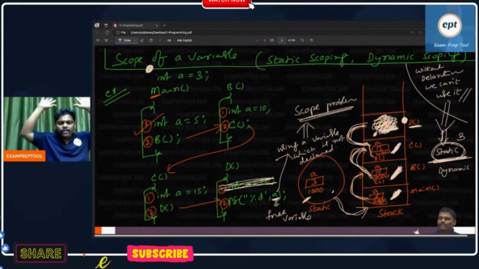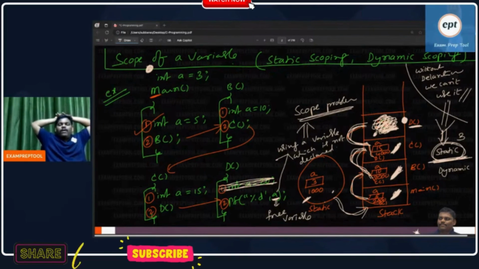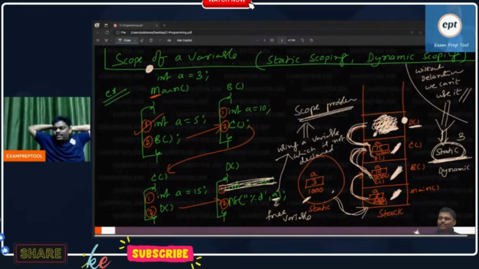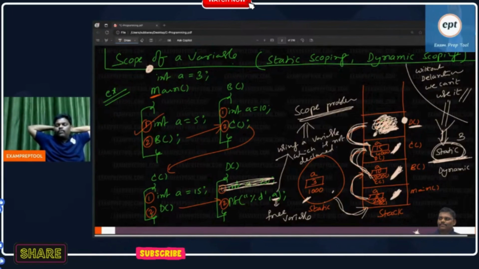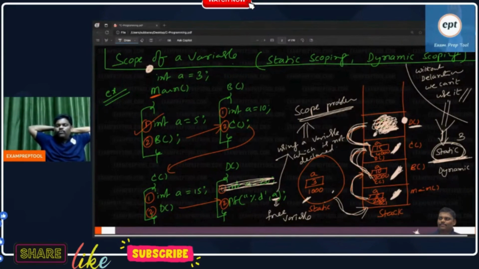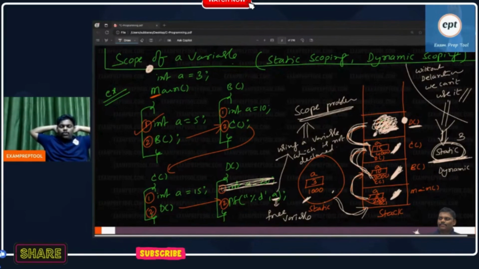Now, final question I want to ask you. Everyone give answer. With this, it is over. In the GATE examination, one program is given. Scope problem. He didn't mention static or dynamic. What do you do? He didn't say anything.